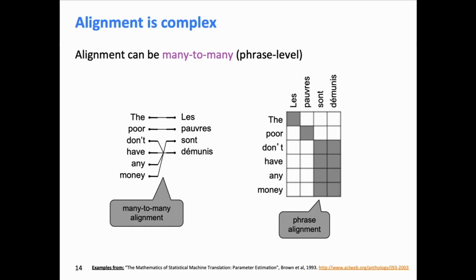So we can have one-to-many and many-to-one. You can also have many-to-many alignment. You could call that kind of phrase-level translation of phrase to phrase. So here, the English sentence says, the poor don't have any money. And here, don't have any money corresponds to the French phrase, sont démunis. And this is a many-to-many alignment because there's no obvious way to break down this phrase-to-phrase alignment into smaller word-to-word alignments. Okay, so that's what alignment is.